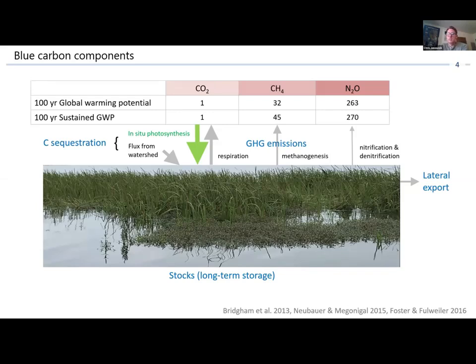The final blue carbon component is on the right of the slide, and that's lateral export. This is the loss of carbon from systems, and this is probably the aspect of blue carbon that we have the least information on, the most data gaps.